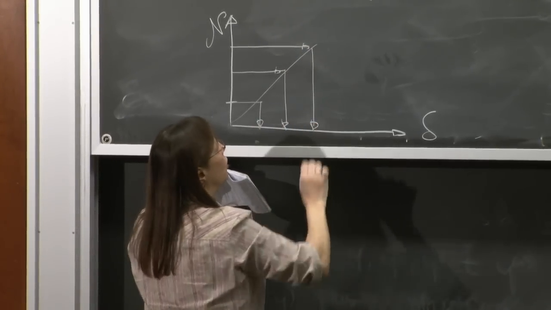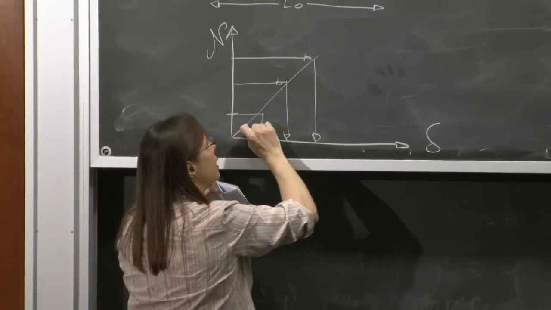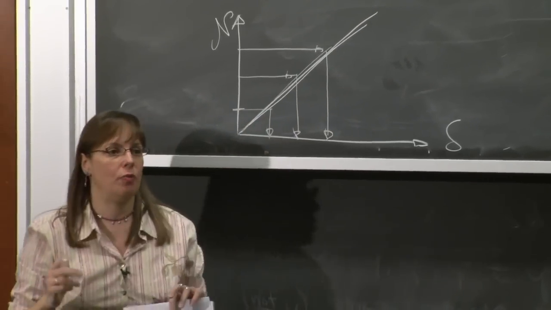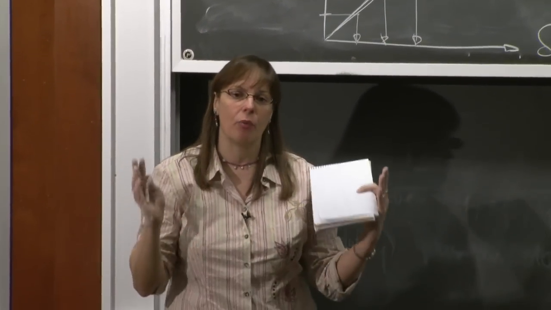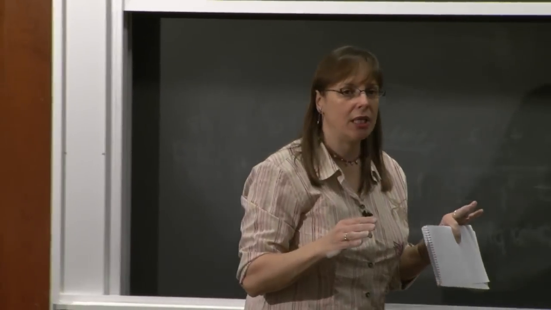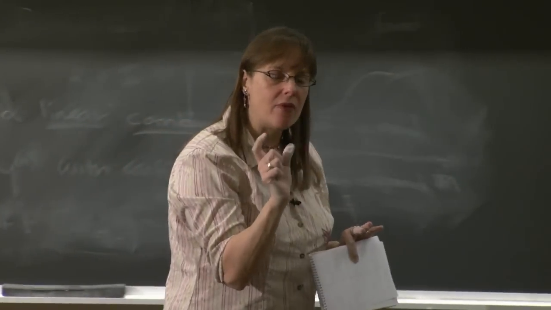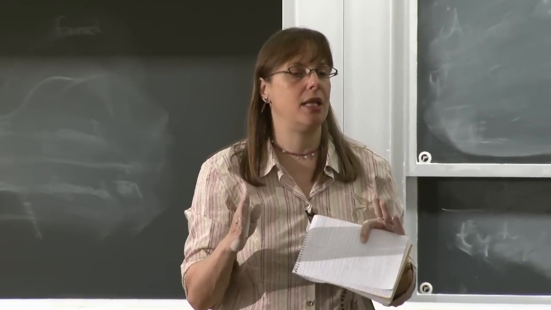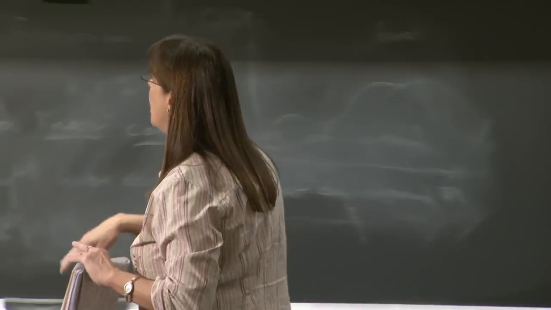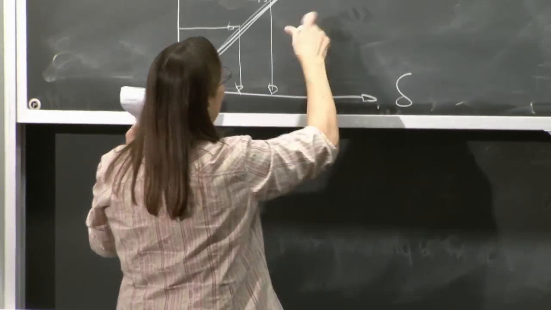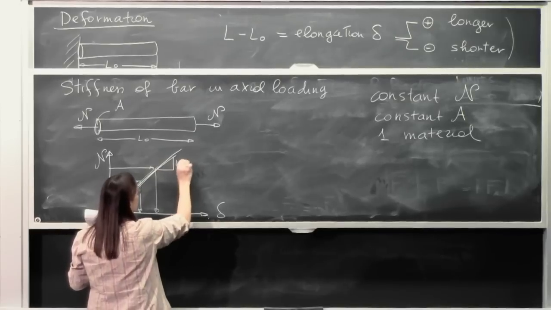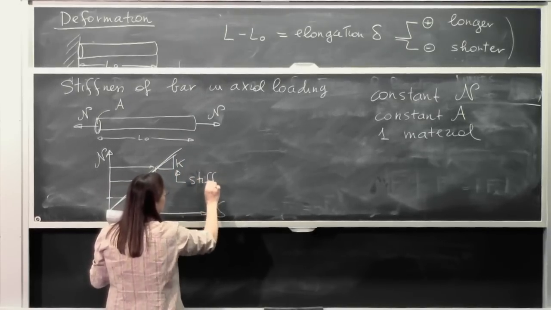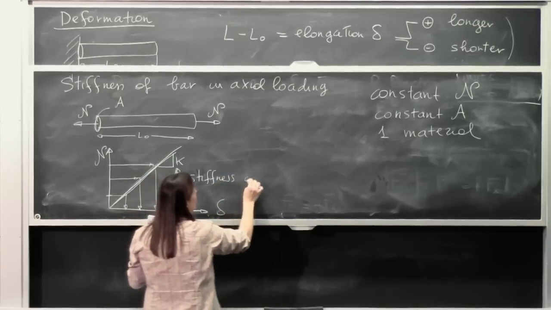If I continue pulling on the bar, what I find is that as long as I do not pull too hard and deform the bar too much, the relationship between how much force I put on the bar and how much longer the bar gets, for all materials up to a certain level of force and deformation, the relationship between the force that I apply and the elongation that I get is linear. And the slope of this relationship is called K, and this is called the stiffness of the bar.